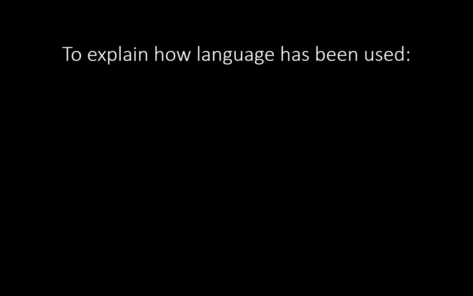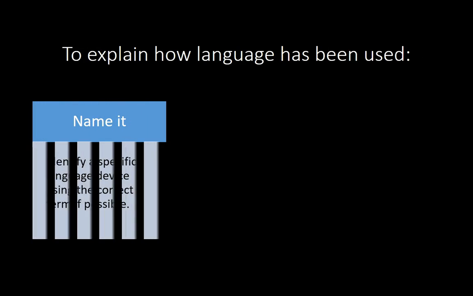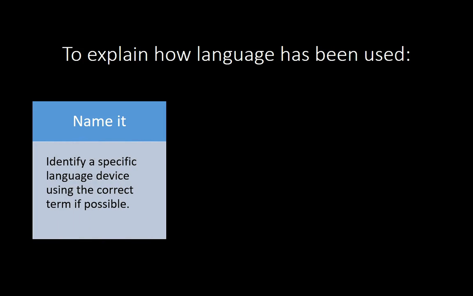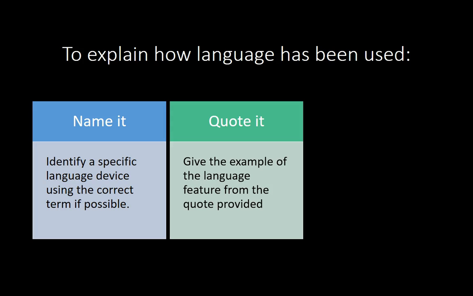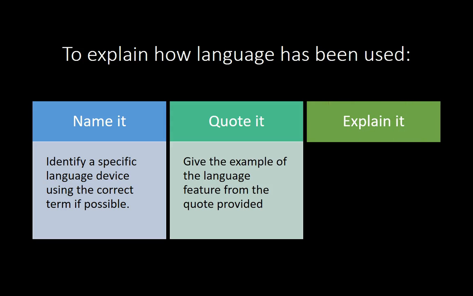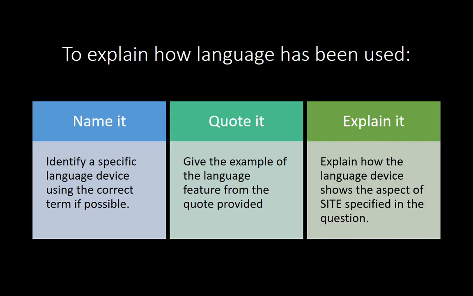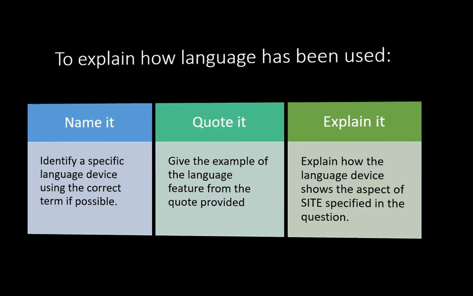So how to explain how language has been used? Well, you name it. If you can, identify a specific language device using the correct term, if you possibly can. You then quote it. Retrieve that language device, retrieve that example, that word, that phrase, whatever it might be, and quote it within your response. And then explain it. Explain how that language device in that particular context of that quotation is illustrating the aspect of sight that has been referred to in the question that has been set.